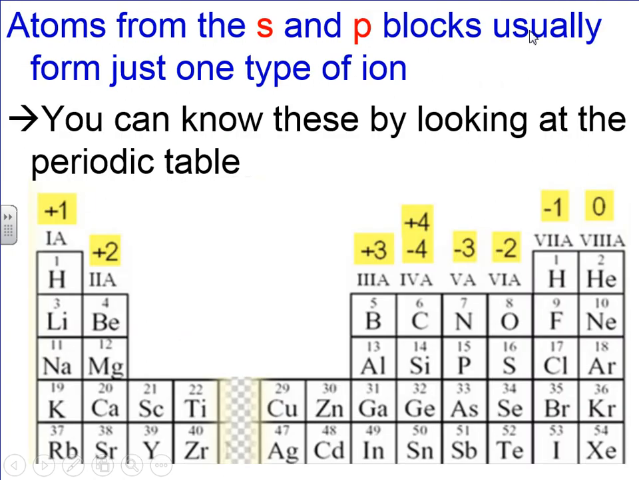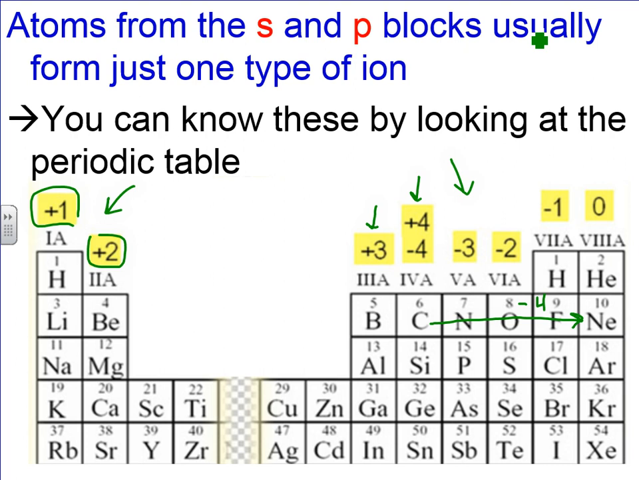Now, atoms from the S and P block will form just one type of ion. Remember, the S and the P block are on the left and on the right of the periodic table. And we've seen how to get these positive and negative ions by using the noble gases. For example, group 1 always forms +1, group 2 +2, group 3A +3. Group 4A can go either way. If you take a look at carbon, carbon is 4 steps away from neon, which means it can gain 4 electrons for a -4 charge. It's also 4 steps away from helium, so you can also lose 4 electrons to become a +4 charge. That's why it's plus or minus 4 for this one. And then these are -3, -2, -1, and obviously noble gases don't have a charge because they don't react. We'll use these charges if we're looking at an S or P element. You can know these just directly by looking at the periodic table.